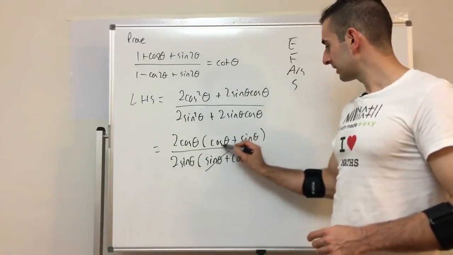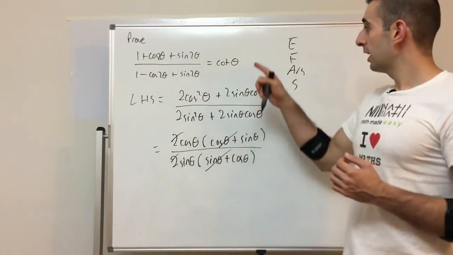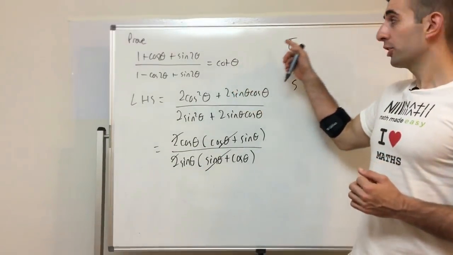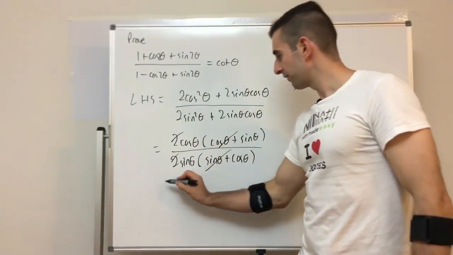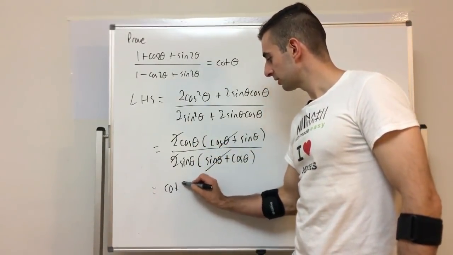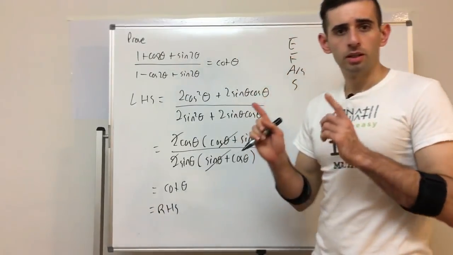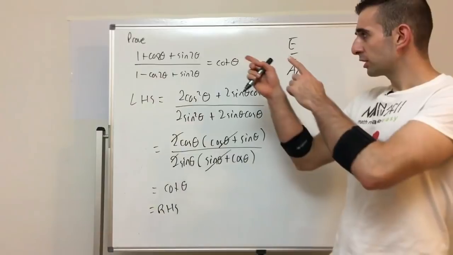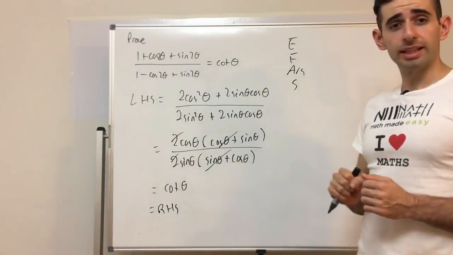And then look at this, they cancel. The 2's cancel. I'm left with cos theta over sine theta. We're trying to prove that equals cot theta. Go down the list, that means we need another identity, but that is just cot theta by definition, which equals the right hand side. So you can see, by knowing this trick with the cos double angle identity, it makes solving these proofs really easy.